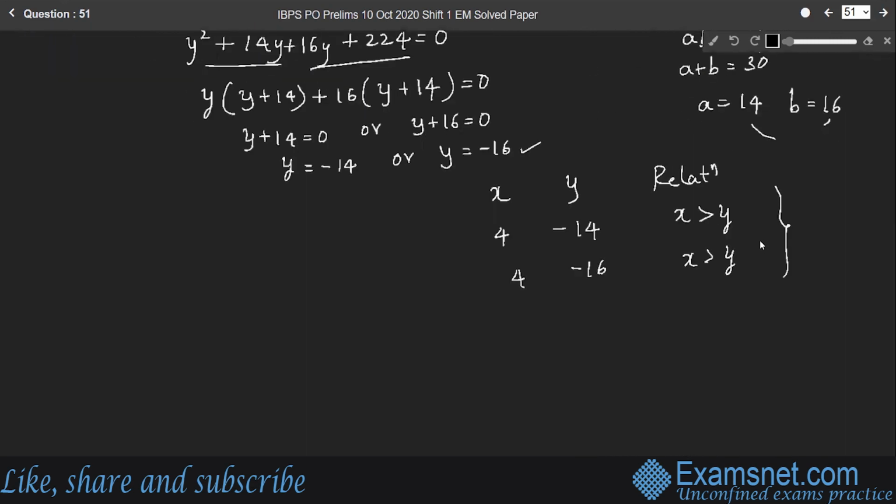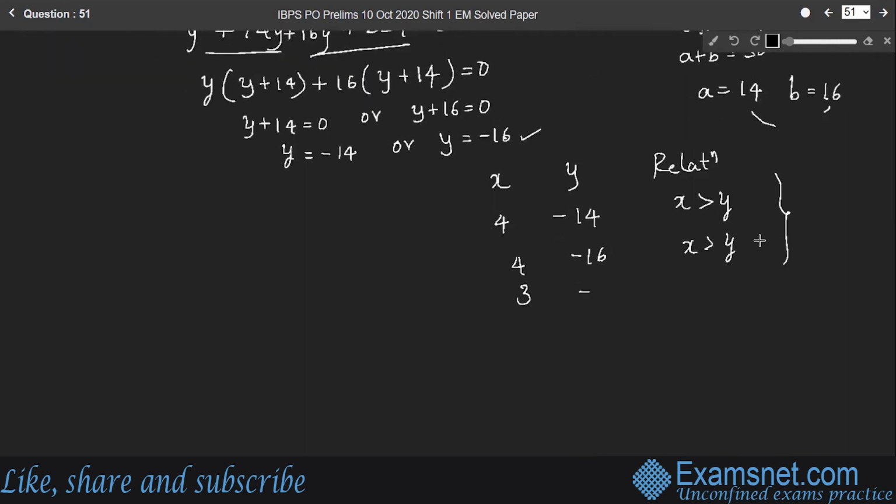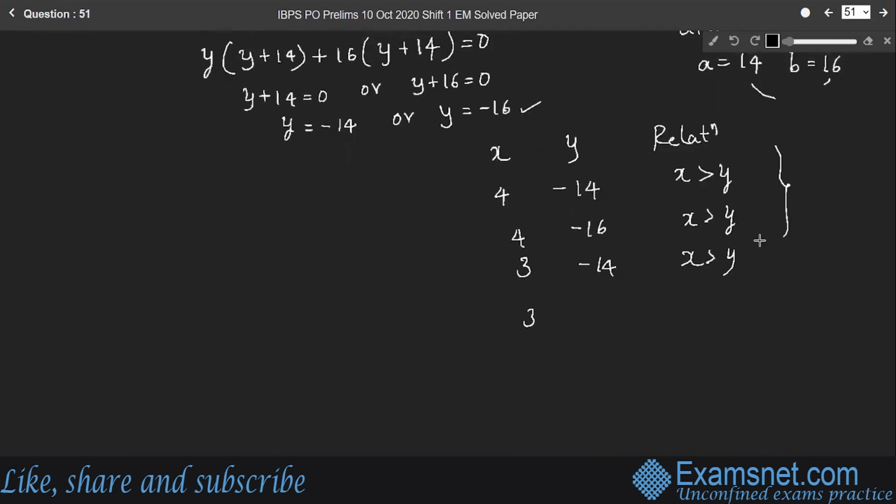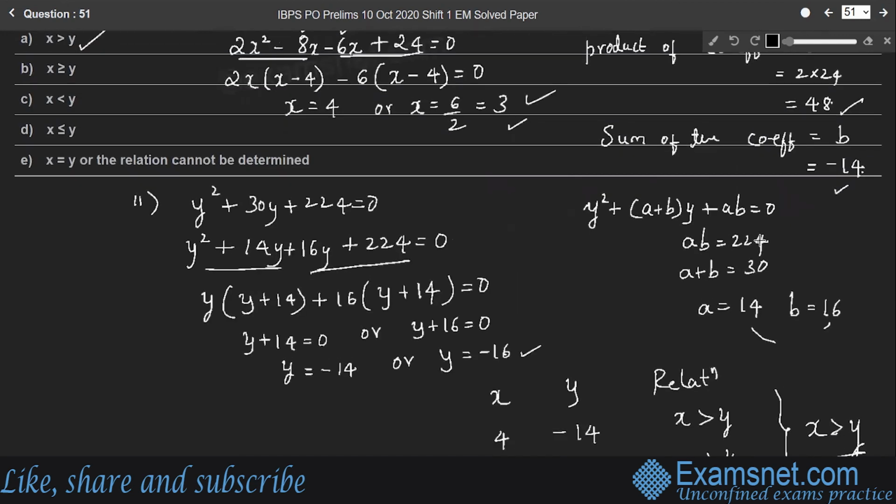Otherwise, you have to write like this and relate. Here x is greater than y. If x is 3 and y is minus 16, x is greater than y. In all the cases, x is greater than y, right? Otherwise, here itself you can conclude. So by looking at the values and their signs, here x values are positive integers, y values are negative integers. So x is strictly greater than y, right? Therefore, option A is the right answer.